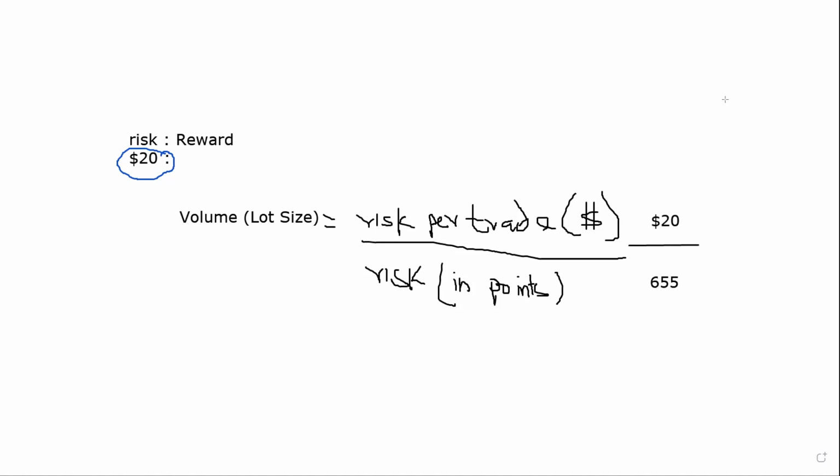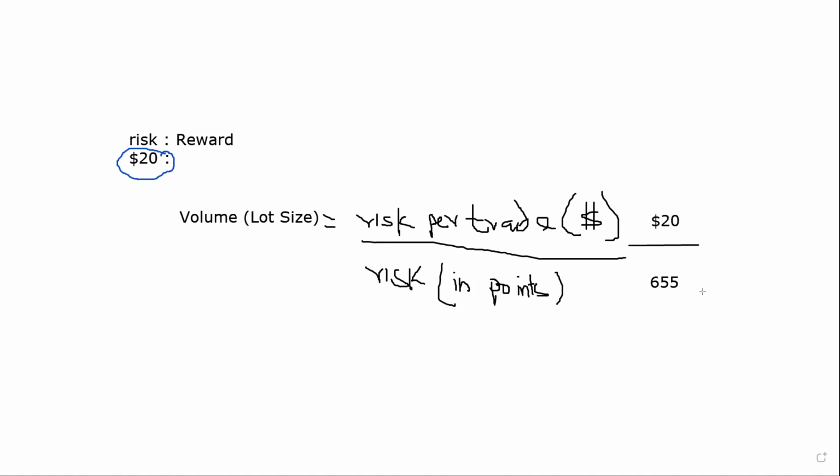This is 20 divided by 655. You don't need to do so much mathematics. So you see this, this is about 0.03. That's the lot size we use. So we use 0.03 on this trade, and if the market goes against us, we already know we're not risking more than $20.